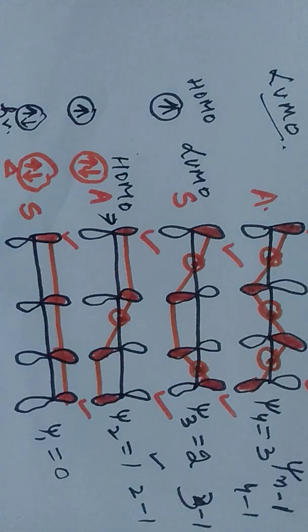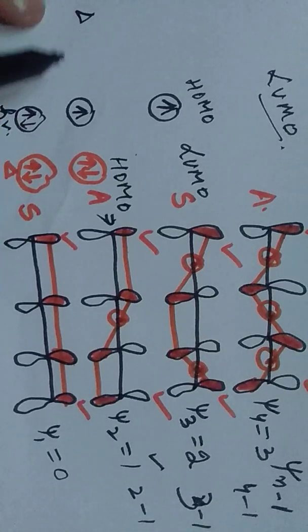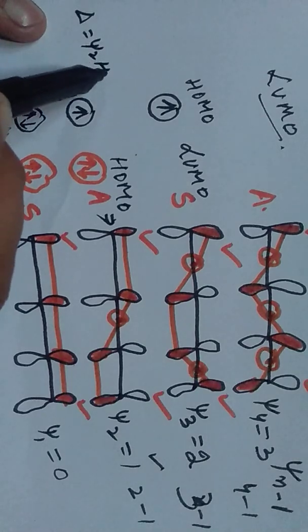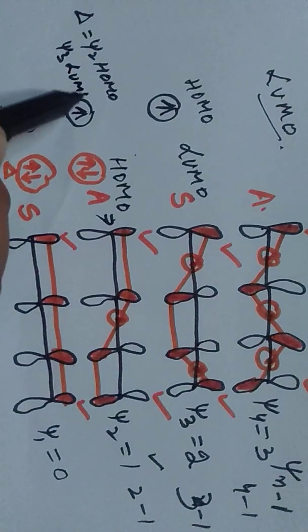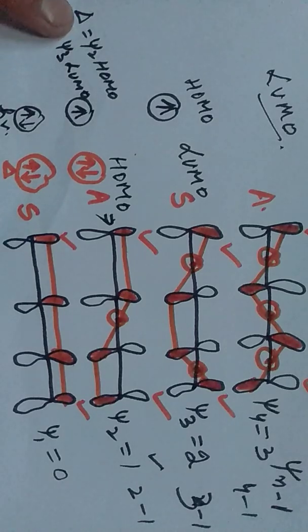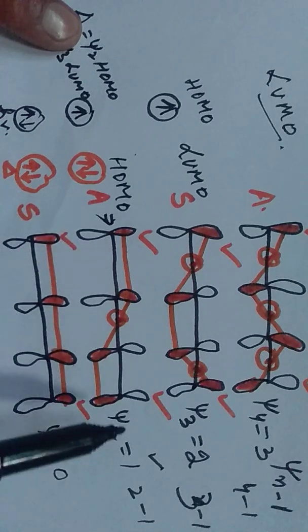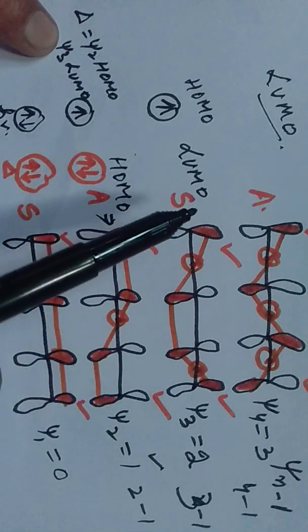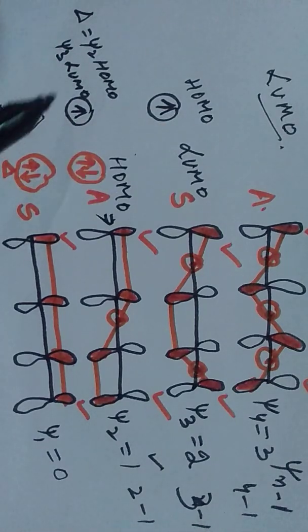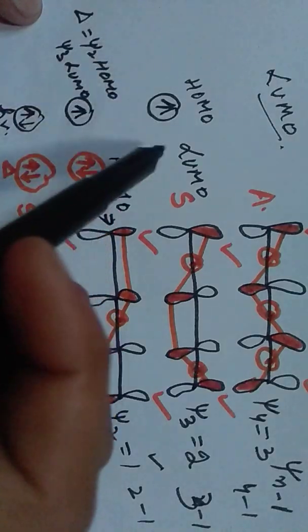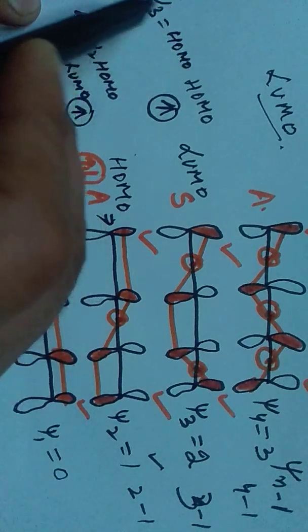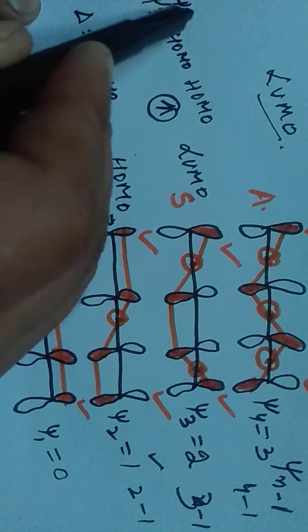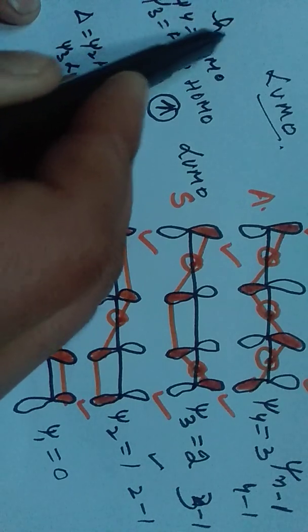We can say that under thermal conditions, psi2 is HOMO and psi3 is LUMO. I once again repeat, if we talk about thermal reactions, under thermal conditions, psi2 is HOMO and psi3 is LUMO. If we talk about photochemical reactions, under photochemical conditions, psi3 is HOMO and psi4 is LUMO.